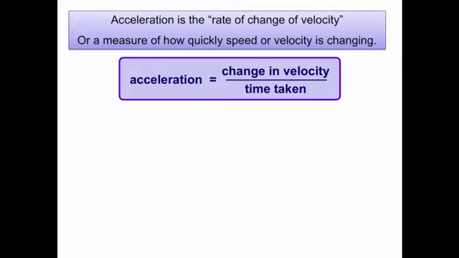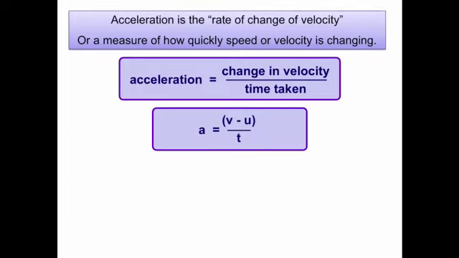I prefer using symbols to words because it takes up less space when I'm doing my working out. And the symbol version is here. We use a for acceleration, v for final velocity, u for initial velocity, and t for time. Now the reasoning behind v and u, I remember v stands for velocity, u comes before v in the alphabet, so u must have been the velocity you started with because it comes earlier.